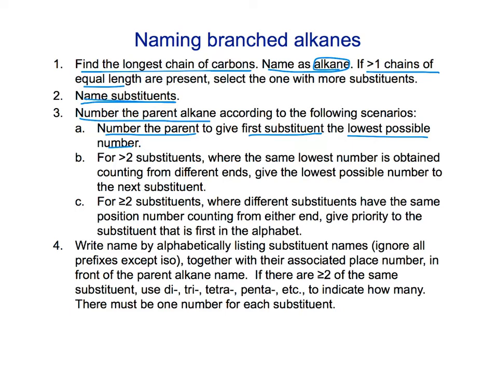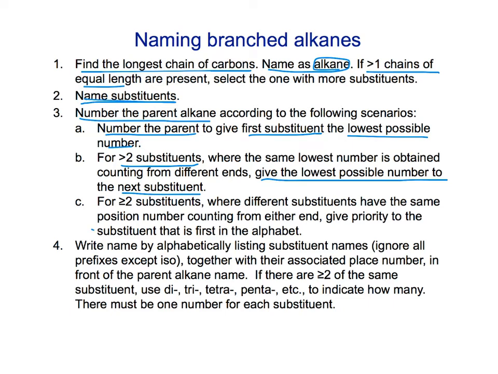These other rules are for if we have some kind of tie. If we have 2 or more substituents where the same lowest number is obtained in counting from different directions, then we give the lowest number to the next substituent. For example, if we have a methyl group at 2 from one end and a methyl group at 2 from the other end, but we go another place and have an ethyl at 3, with nothing at 3 coming from the other direction, we'll count it to give the second substituent the lowest number.